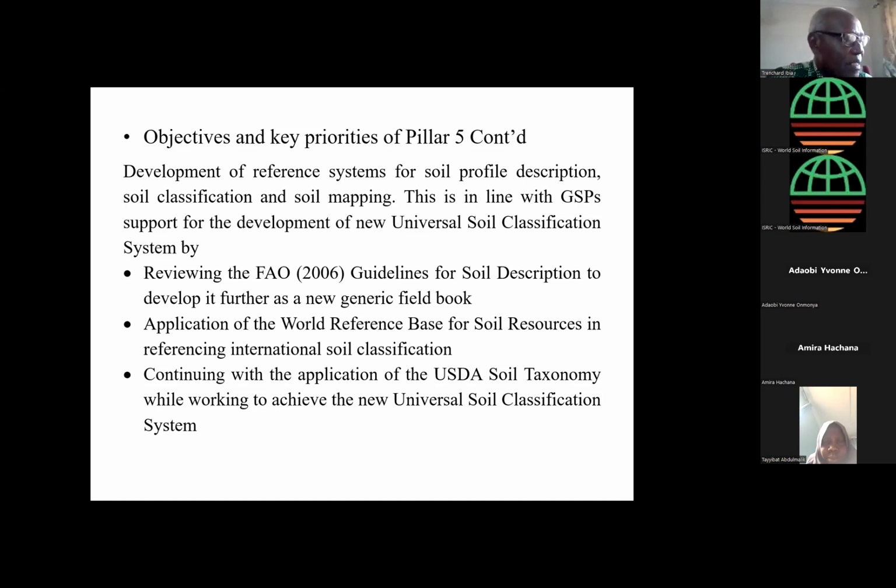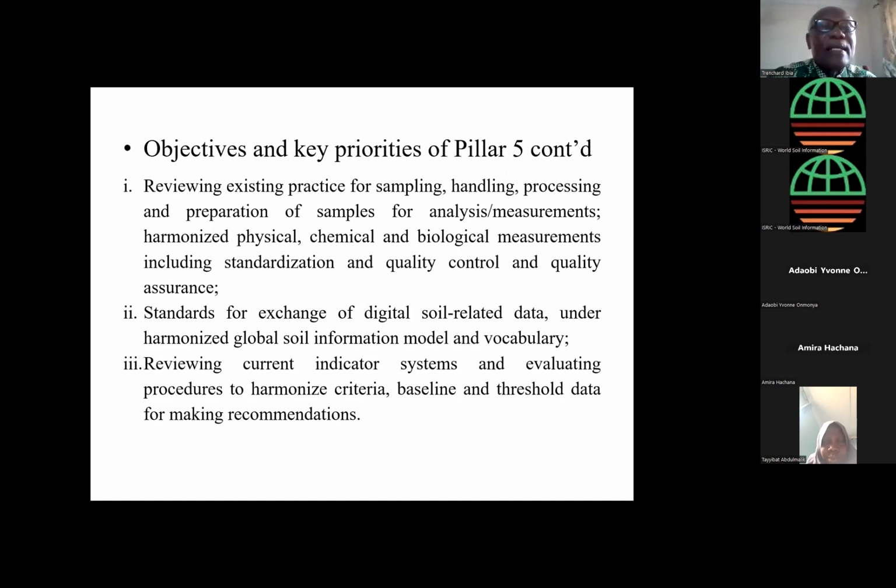The next reason for this is the application of the World Reference Base for Soil Resources in referencing international soil classification. And the third reason for this development of reference systems is continuing with the application of the USDA Soil Taxonomy while working to achieve the new universal soil classification system. Next slide, please. The objectives continue.